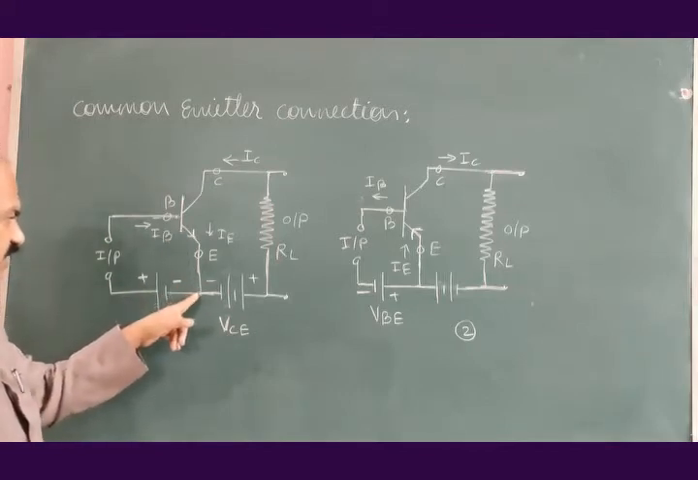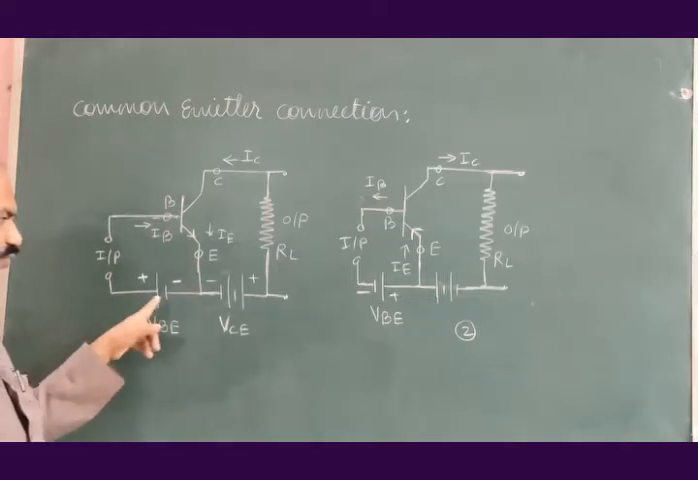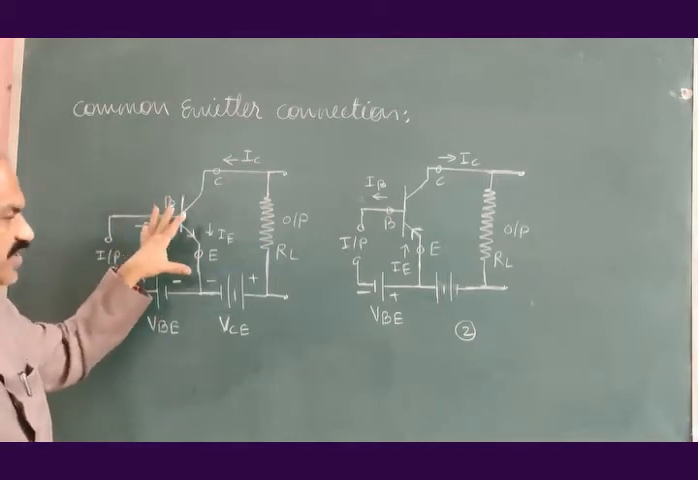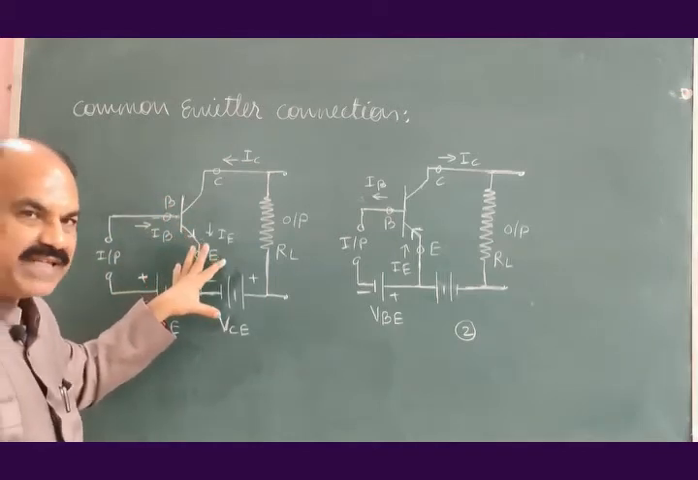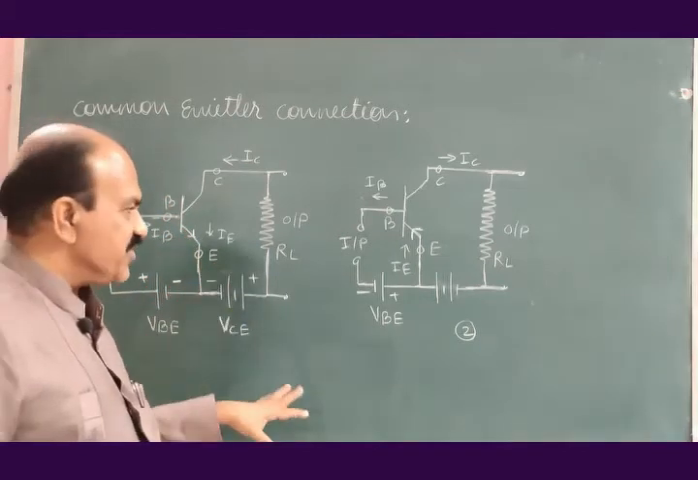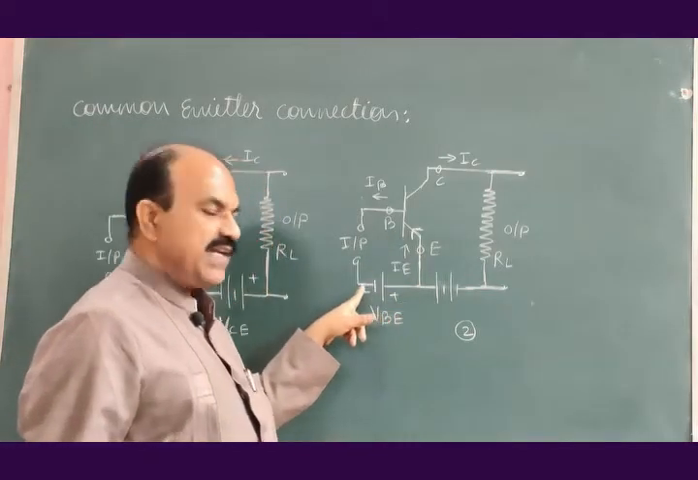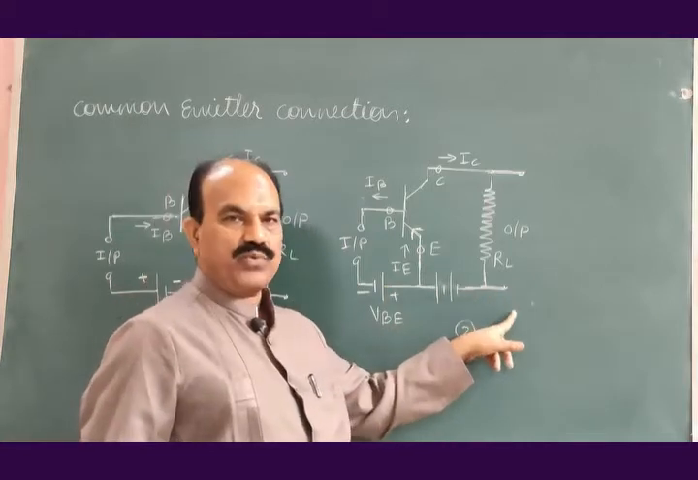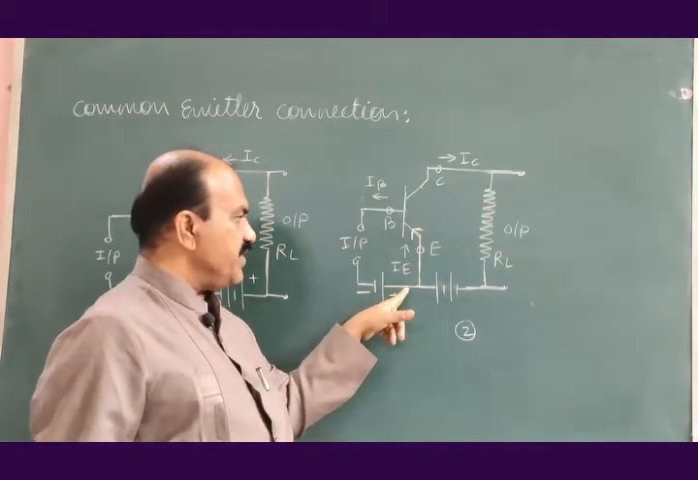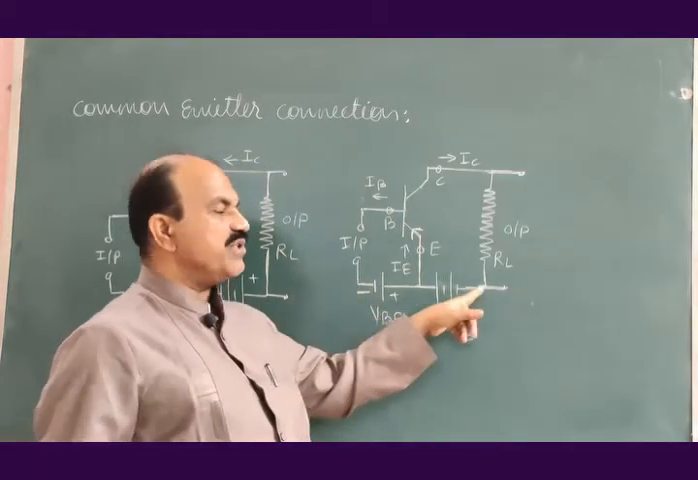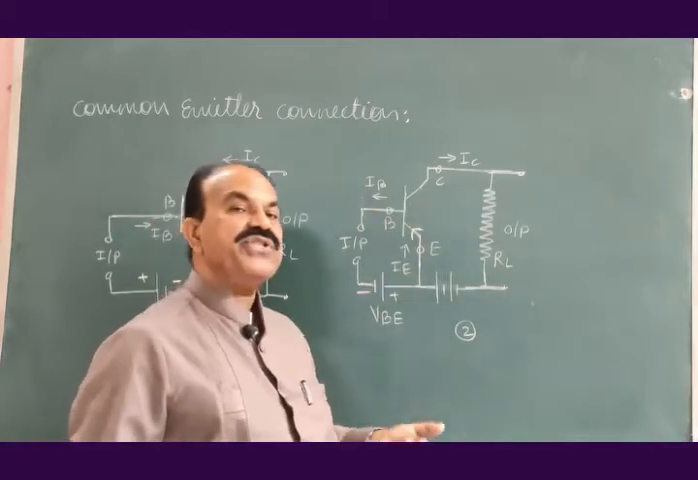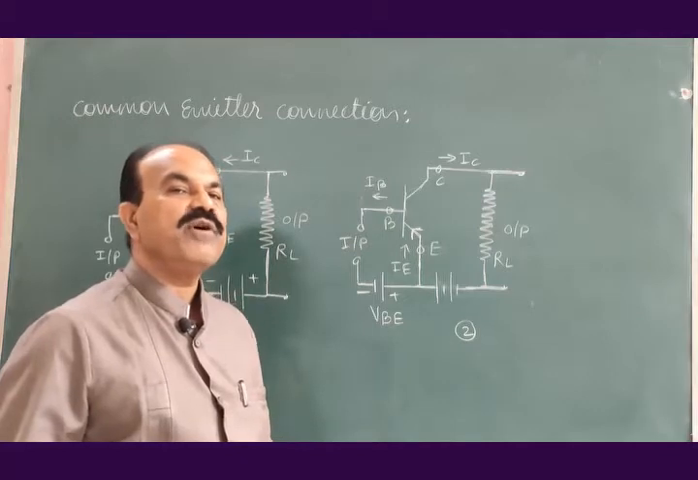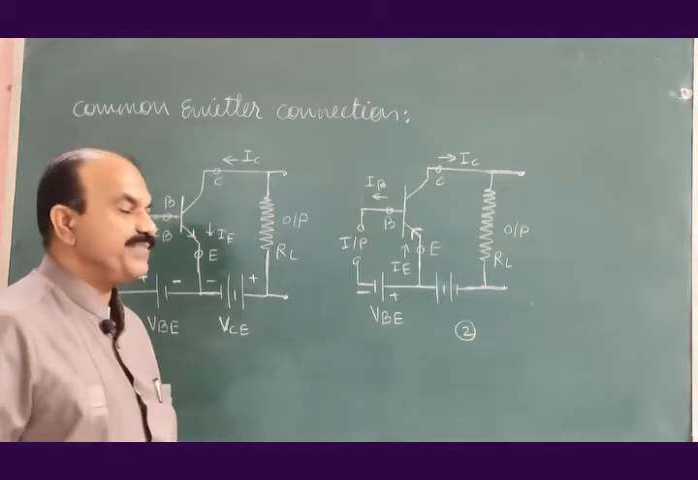Emitter held common to input and output, NPN transistor. So this is the common emitter connection for an NPN transistor. Emitter is held common to input and output. So this is the common emitter connection for a PNP transistor.